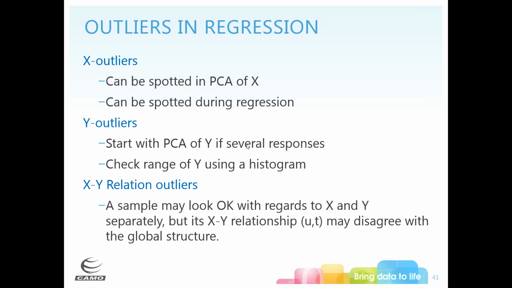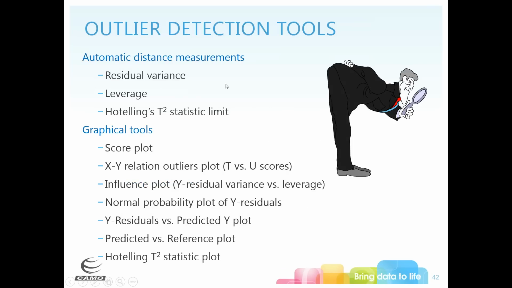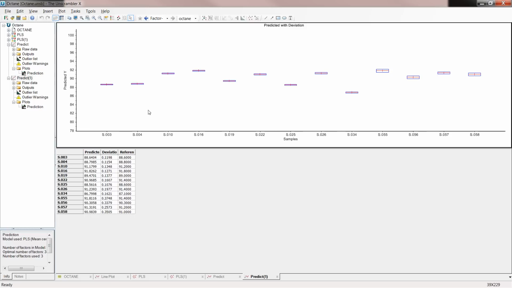additives in the octane. On the XY relation outliers, a sample may look okay in both individually, the X and the Y space, but when you plot them against each other, the relationship may disagree in structure, kind of like we showed with the temperature and pH earlier. So we have automatic distance measurements, so you can look at your residual variance, leverage, Hotelling T-squared limit. I will show you that in your octane.